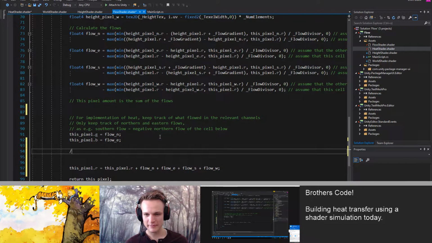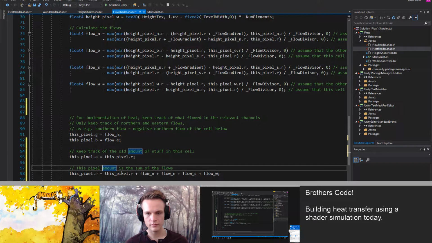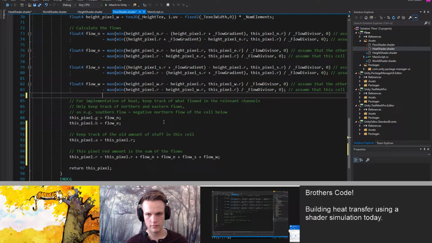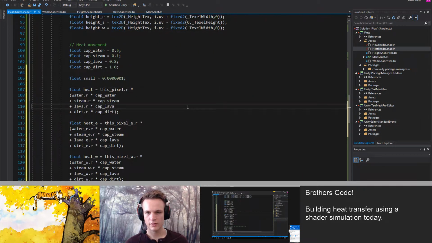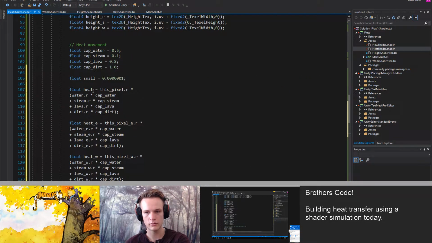Okay, so what else do we need to do? We need to keep track of the old amount of stuff in this cell. And then the pixel amount is the pixel red amount as the sum of the flows. Cool. So now, what do we need that for? We need the old amount to know how much heat was there before. So the heat calculations up top should actually use the A channel, not the R channel.